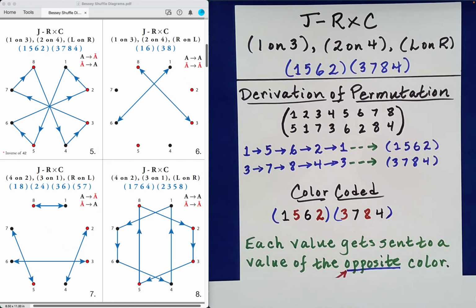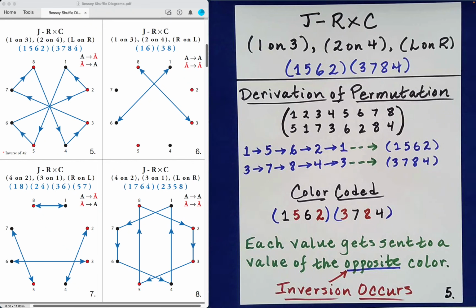So each value gets sent to a value of the opposite color. In other words, inversion has occurred. And we can see that in the diagram on the left. So in our very first video, we showed you how to draw these. So 1 goes to 5, so we have an arrow from 1 down to 5. 5 goes to 6, so we go up to 6. 6 goes way over here to 2, so there's an arrow from 6 to 2. 2 goes up to 1, straight up like that. And that completes that cycle, actually.